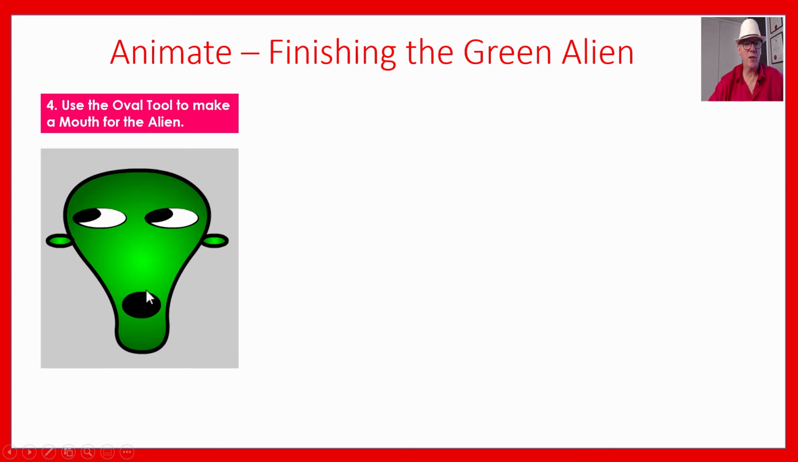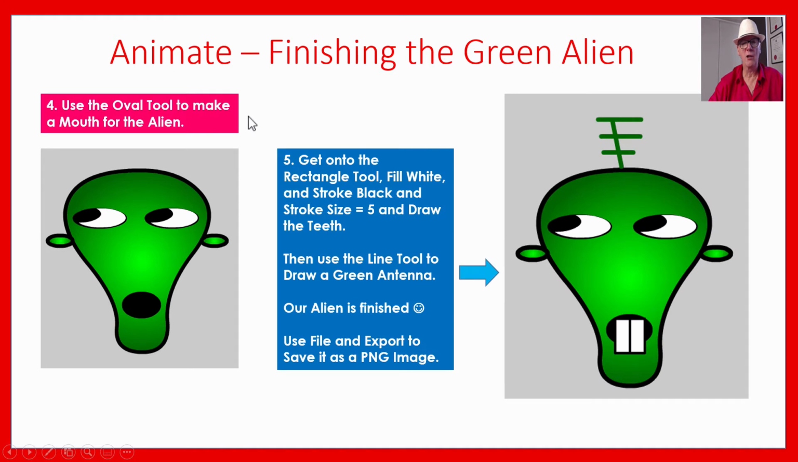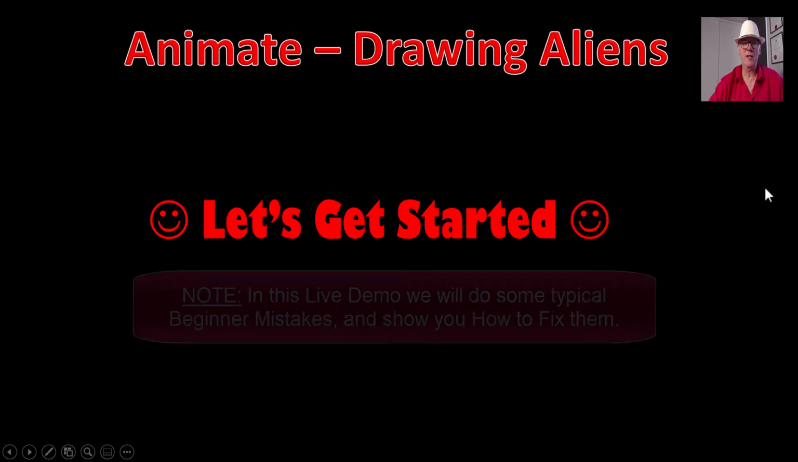Now, after we've got the eyes, we just make it an oval tool, a black oval there for the mouth, and then we need a couple of kooky teeth. So you can just use the rectangle tool with stroke size 5 and fill white, and we can make those two little rectangles next to each other. And then we just use the line tool at the end to draw in a little green antenna, and then our little green boy is done.